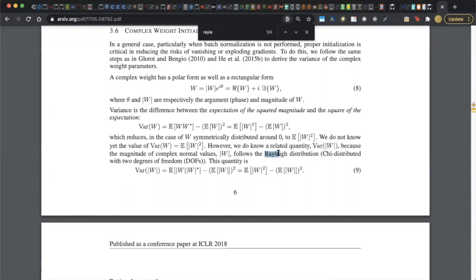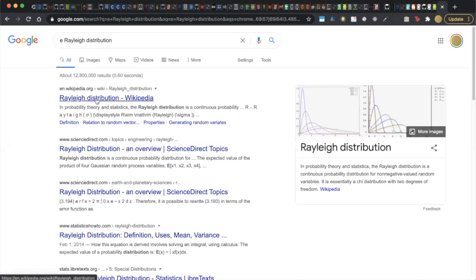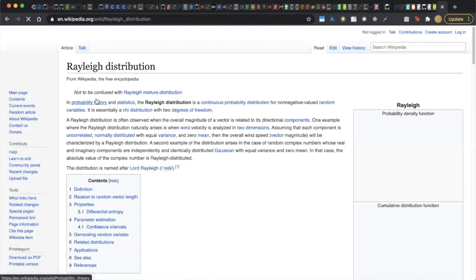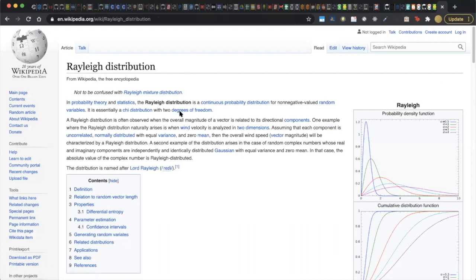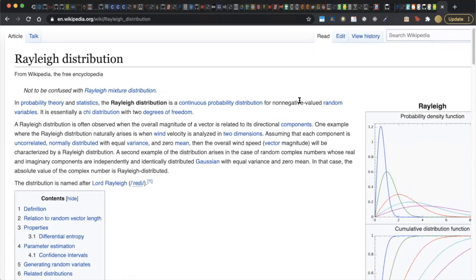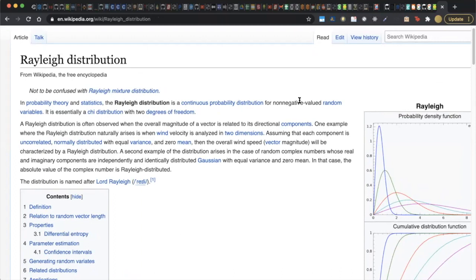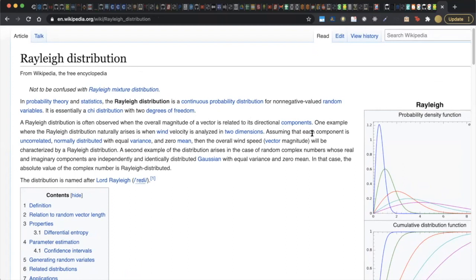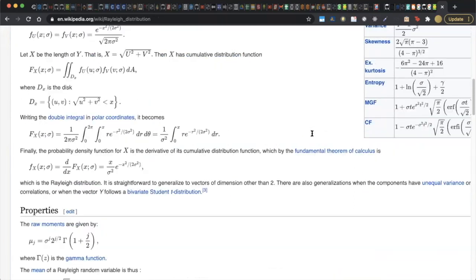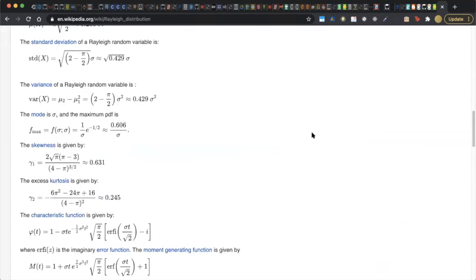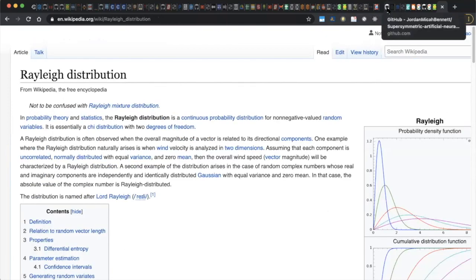Oh, so it seems it's a chi distribution with 2 degrees of freedom. So let me look for that Rayleigh distribution. Okay. So the Rayleigh distribution is a continuous probability distribution for non-negative valued random variables. This is essentially a chi distribution with 2 degrees of freedom. Okay. I guess we're not going to go too much into the math of all this, but I get the gist.